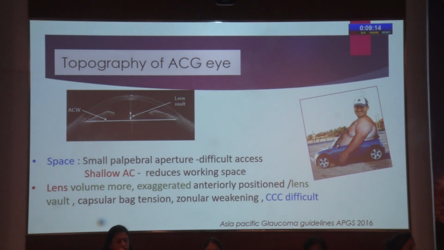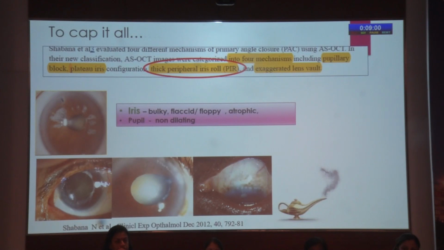And the topography of an ACG eye, we know, is small. Space is small, aperture is difficult to access, shallow AC reduces the working space, lens volume is more exaggerated, it's just like a fat man sitting in a small car. And with all the weakening, CCC is difficult. To cap it all, there's a thick peripheral iris roll. Your iris is bulky, flaccid, floppy, atrophic. Pupil sometimes is non-dilating. And this floppy iris just keeps coming out of the section when we are doing surgery.